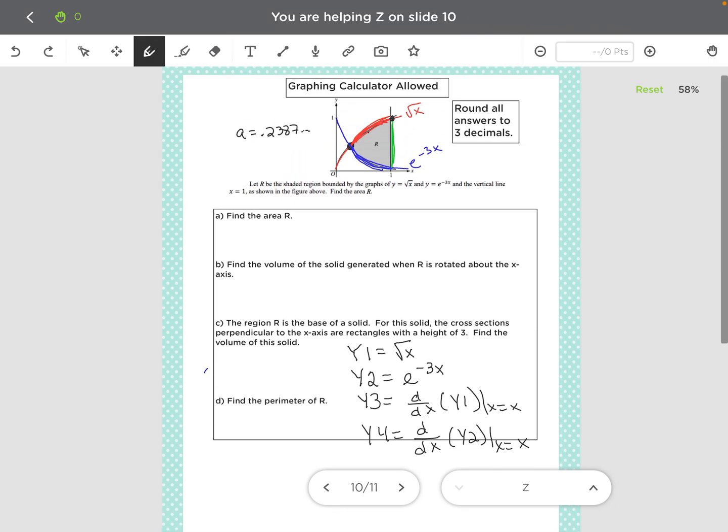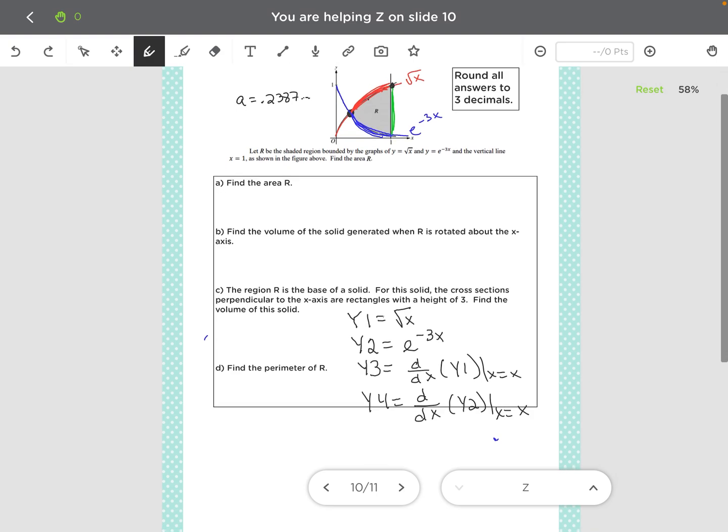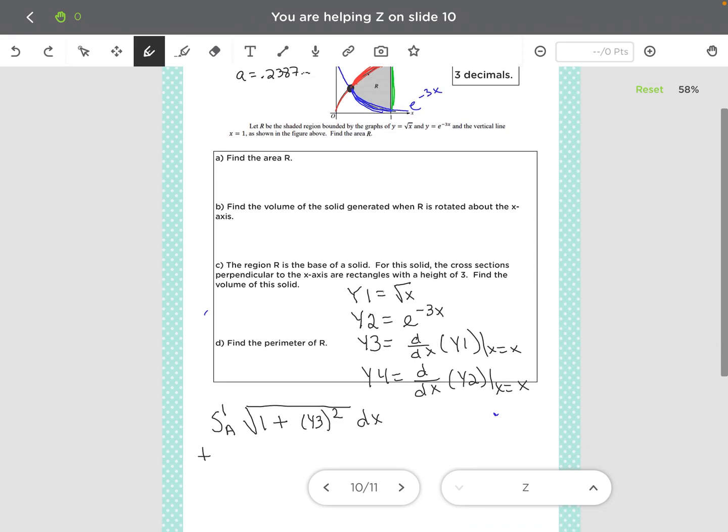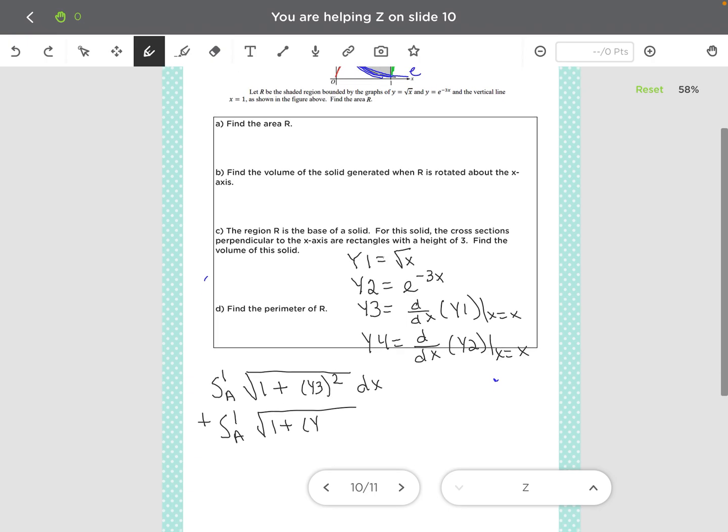So to find the perimeter of the red piece, remember my bounds are still going to be the same. It's going to go from a to 1, right? Here's a, here's 1. The formula for arc length is square root of 1 plus the derivative squared. So where do I have the derivative of square root of x? It's in y3. So y3 squared dx. That will give me the arc length of the red piece. Next, I need the arc length of the blue piece. Bounds are the same. You're still going from a to 1. Same formula. 1 plus the derivative of e to the negative 3x, which I have in y4. So 1 plus y4 squared dx.